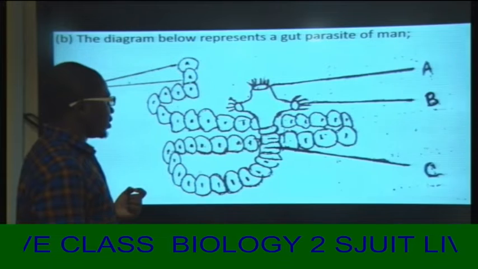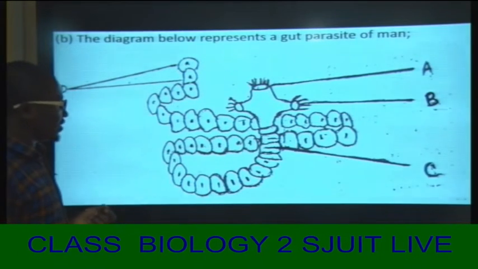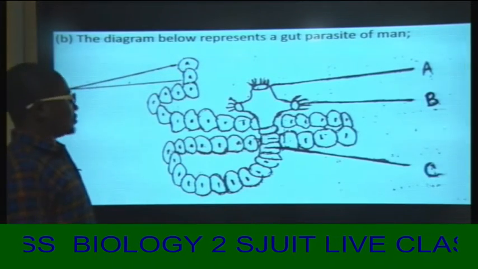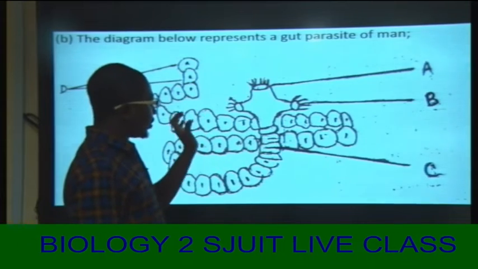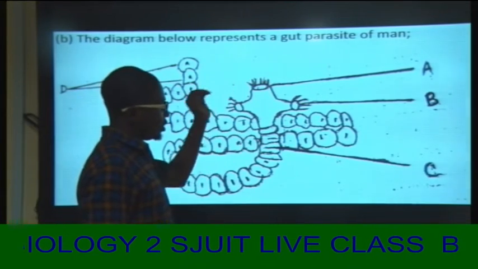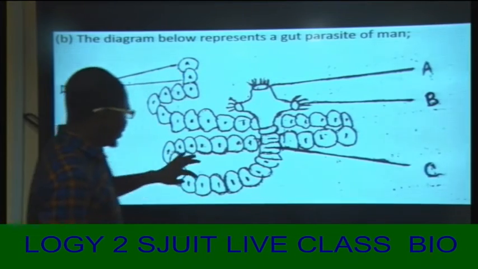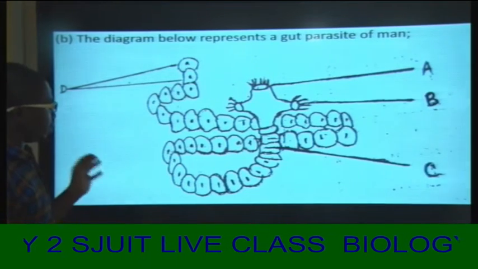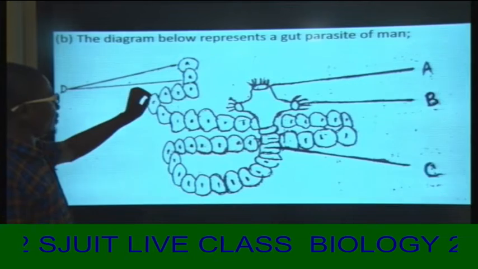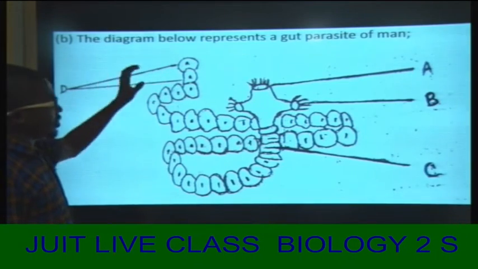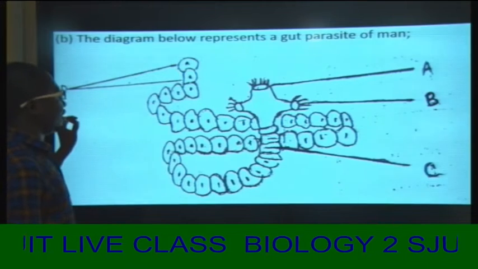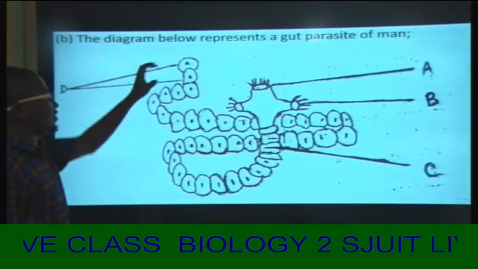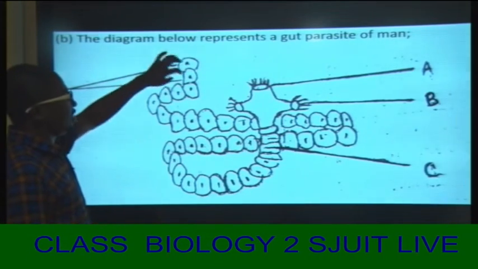The segments are called the proglottids, and these proglottids have names. We have these proglottids near to the neck and the head. They are called immature, and those found somewhere in between are called the mature proglottids, and those found at the tail, at the end, are the oldie proglottids, called the gravidae. Normally these proglottids have the eggs.